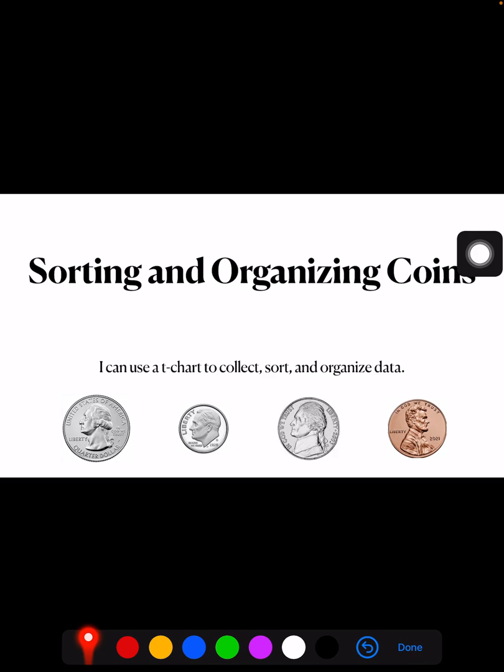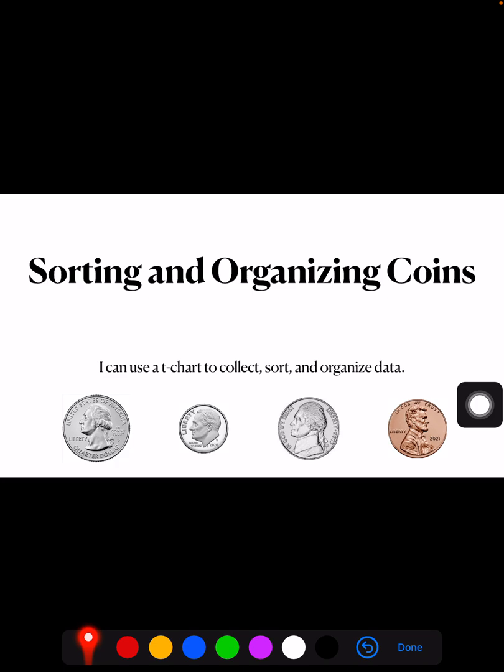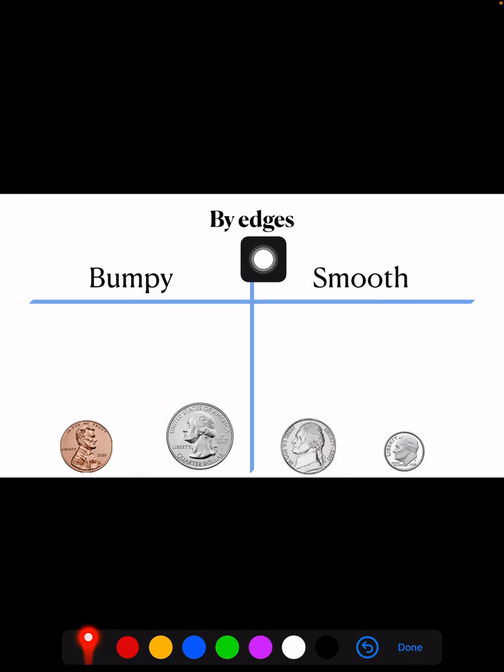Today, we learned that we can use a T-chart to collect, sort, and organize data using our coins that we've learned about the past couple weeks. Today, you are going to take a quiz and you are going to sort coins based on the edges. We have learned that there are different coins that have different textures on the edge. Some of these coins we've learned about, if you feel the edge of them, it's bumpy. It feels bumpy on my finger.